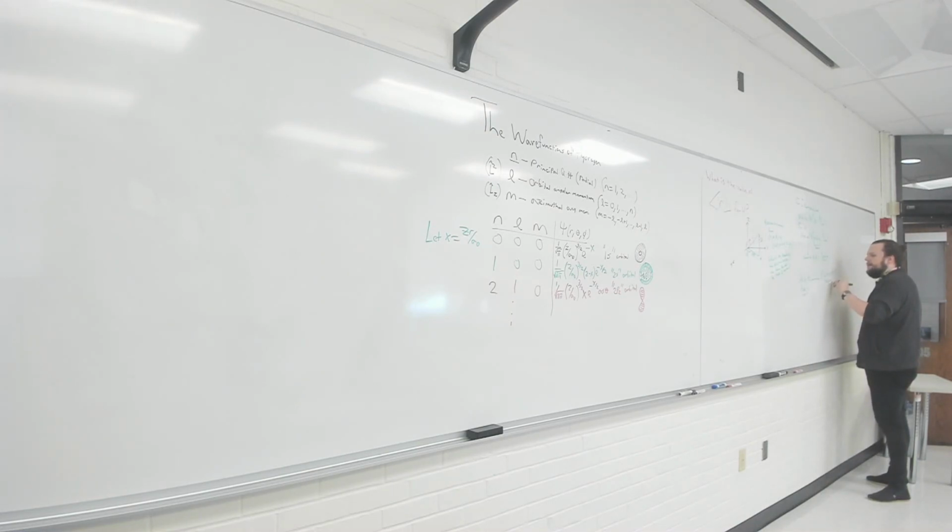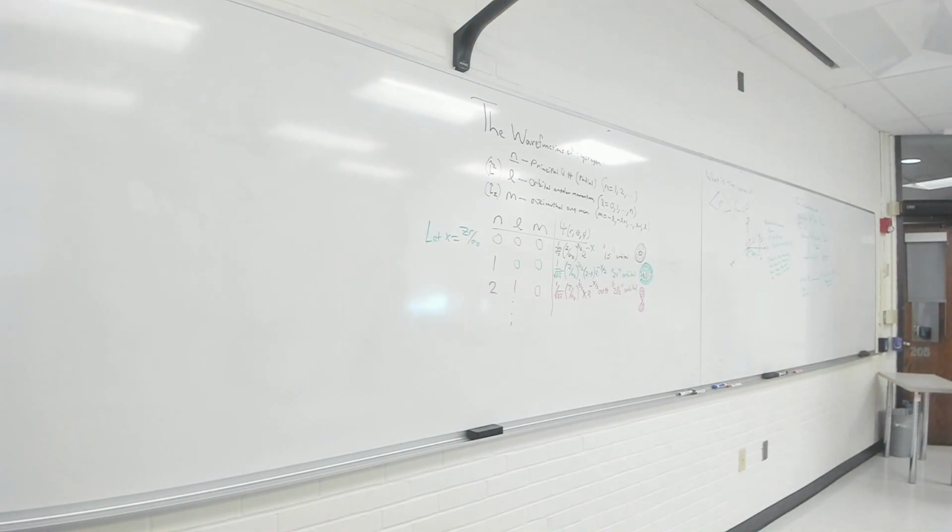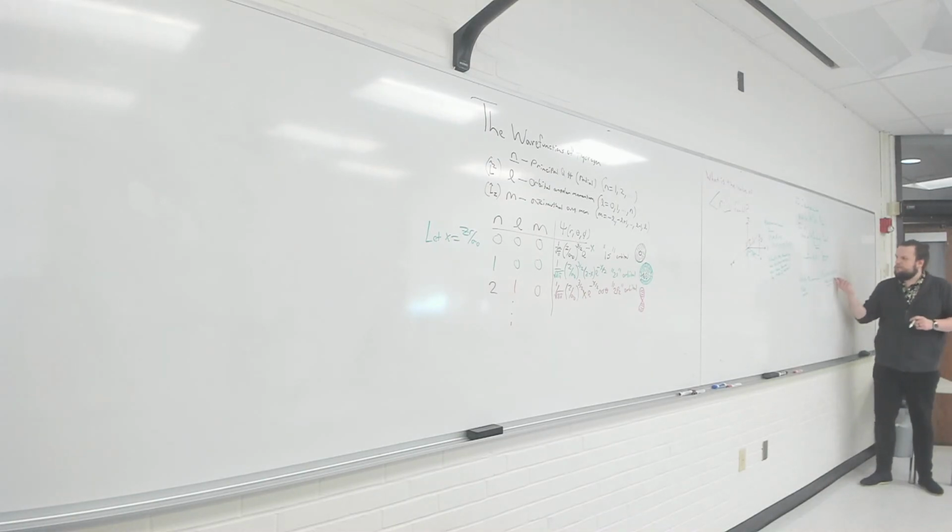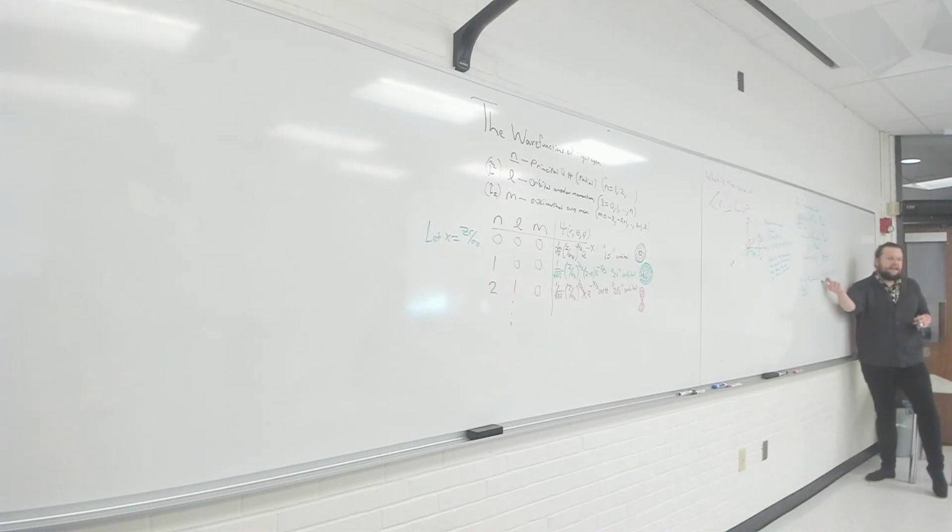So when we want to integrate psi squared around our sphere to calculate probability, when we convert from a cube to spherical coordinates, we always need to add this extra conversion factor, which is r squared sine theta. This is always going to be in our integral.